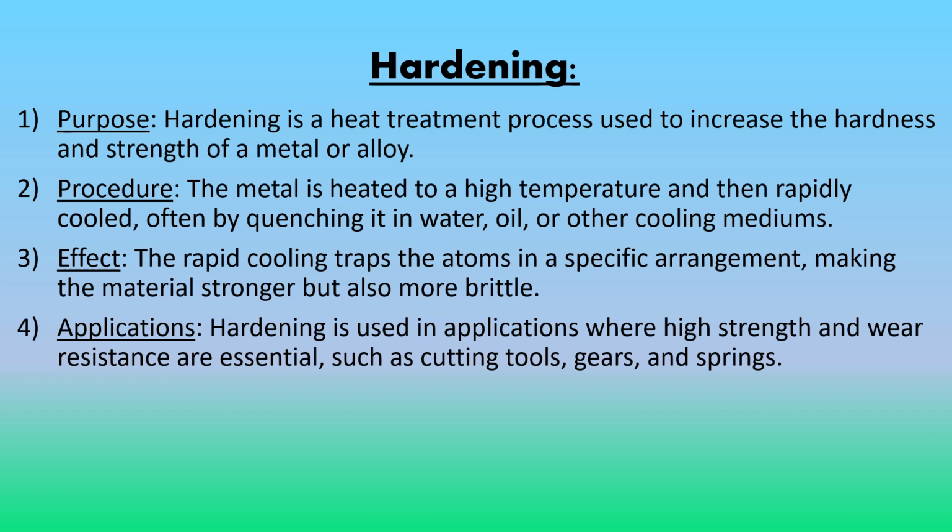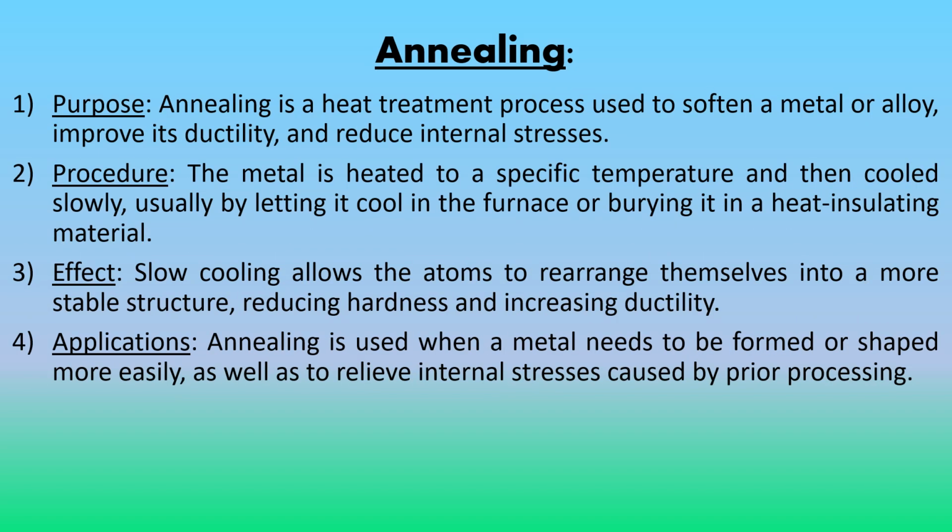Applications. Hardening is used in applications where high strength and wear resistance are essential, such as cutting tools, gears, and springs. Annealing. Purpose. Annealing is a heat treatment process used to soften a metal or alloy, improve its ductility, and reduce internal stresses. Procedure. The metal is heated to a specific temperature and then cooled slowly, usually by letting it cool in the furnace or burying it in a heat-insulating material.